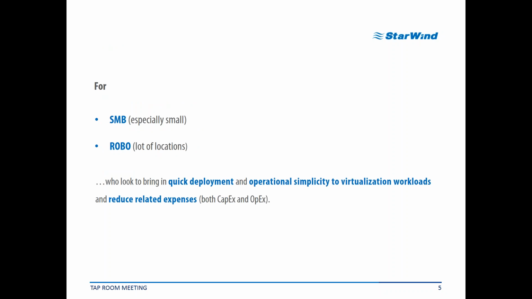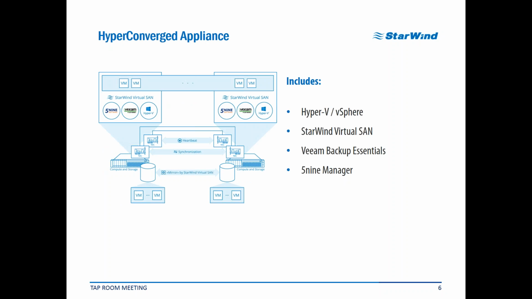This hyperconverged appliance is for SMB or ROBO, for quick deployment and so on. This is also just an informational slide. I believe everybody knows about it, so I will go further to what we actually are looking at. This is a quick diagram of our hyperconverged appliance, and it shows what is included in it. There is a hypervisor, which can be Hyper-V or vSphere.